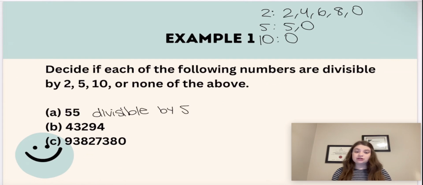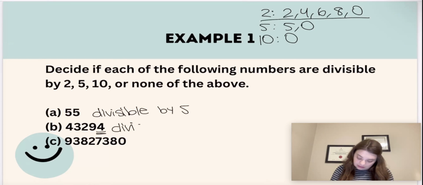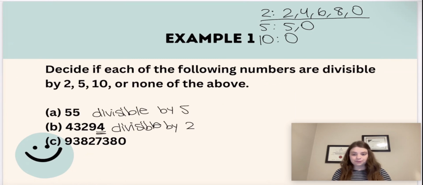Let's try the second one. The second one ends in digit 4. So digit 4 is on the list for 2, right? Because for 2, the list is 2, 4, 6, 8, or 0. So therefore, this is divisible by 2. To be divisible by 5, it would have to end in 5 or 0, which it doesn't. It ends in 4. And then for 10, it would have to be ending in 0, which it does not. It ends in 4. So the second one is only divisible by 2.